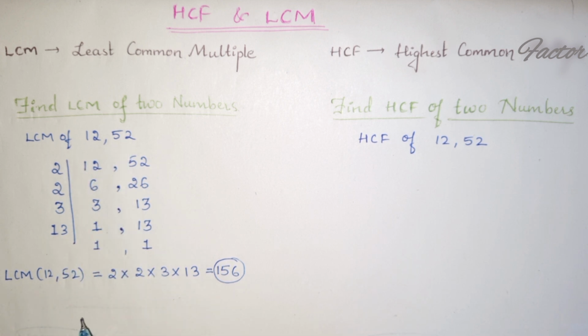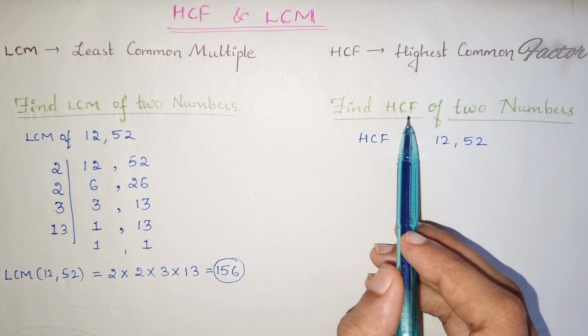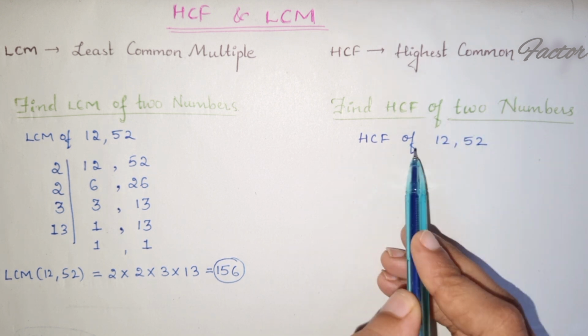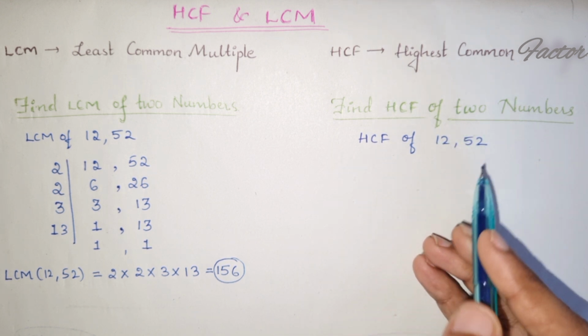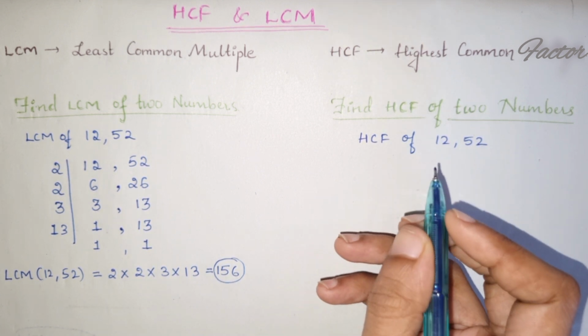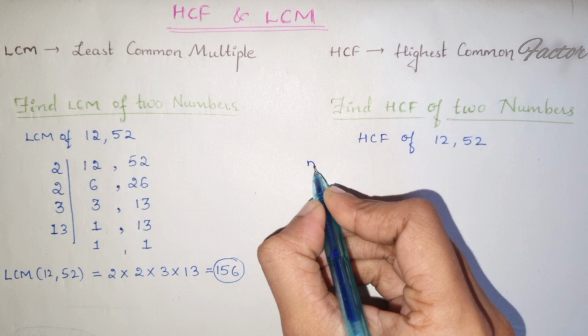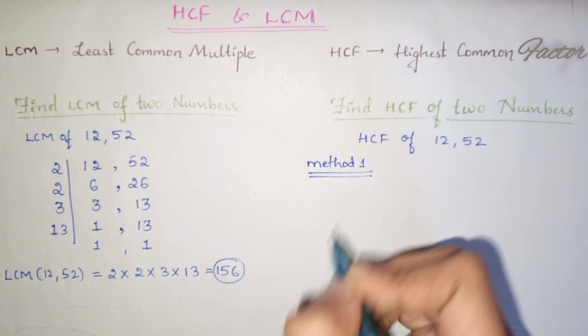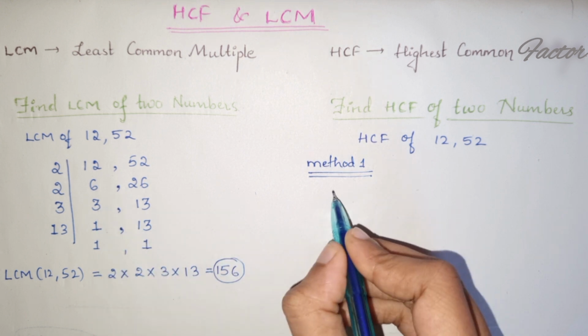I hope it is clear. Next, find HCF of two numbers. I'll take the same numbers. So how to find HCF of 12 and 52? Here I'll teach you two different methods. You can use any method which is easier for you. So method 1 is similar to this method.